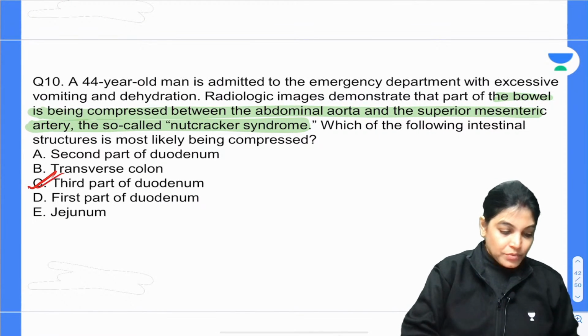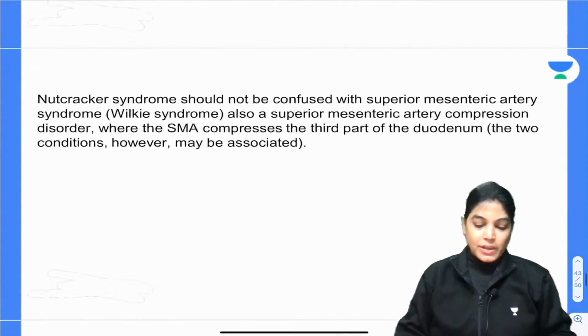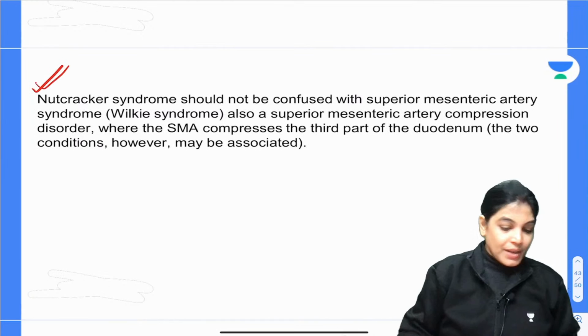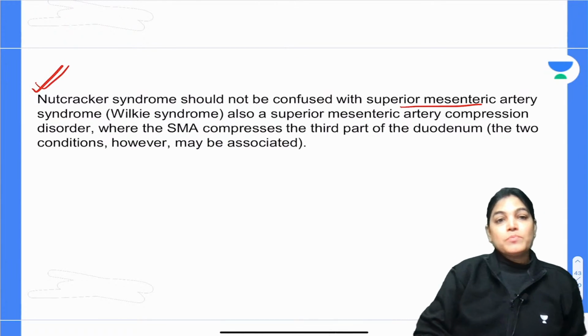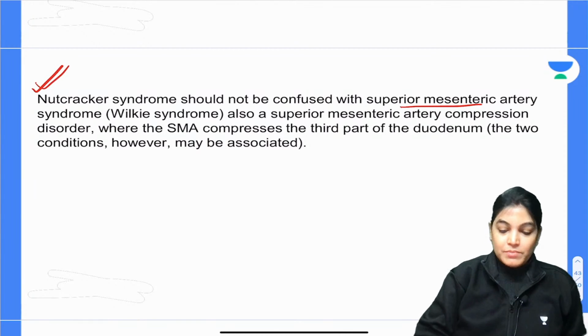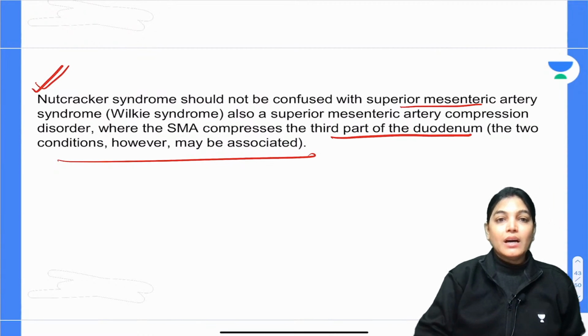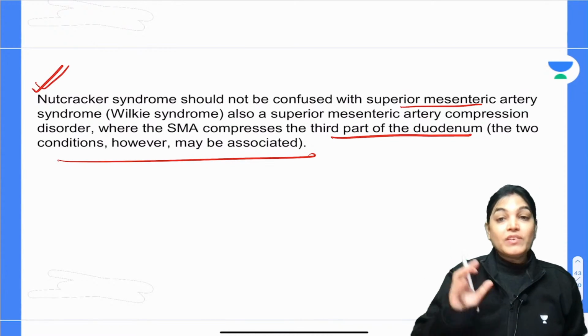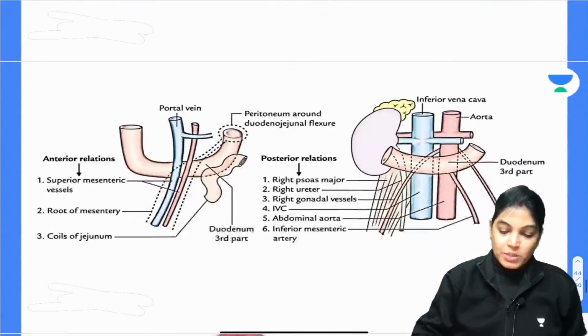The third part of duodenum is the correct answer. Let me explain it. Nutcracker syndrome should not be confused with superior mesenteric artery syndrome, or Wilkie syndrome. Actually, here the superior mesenteric artery compresses the third part of duodenum. So which part of duodenum is involved? The third part of duodenum. Your image will explain this.